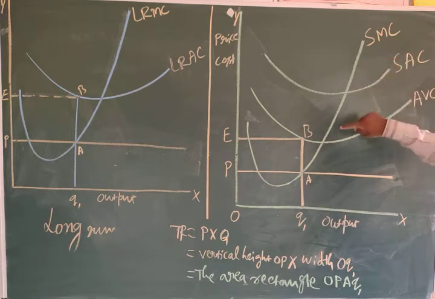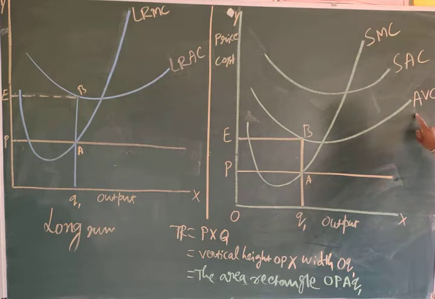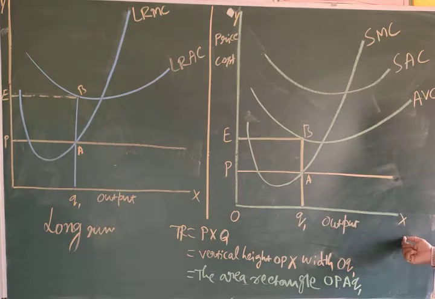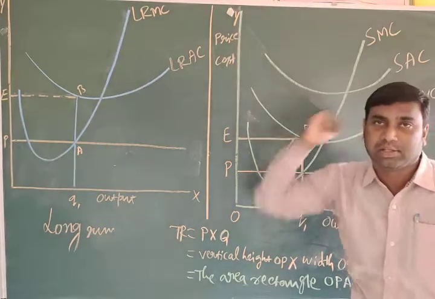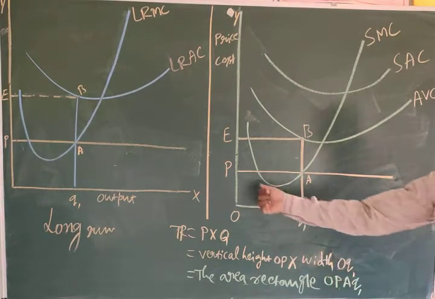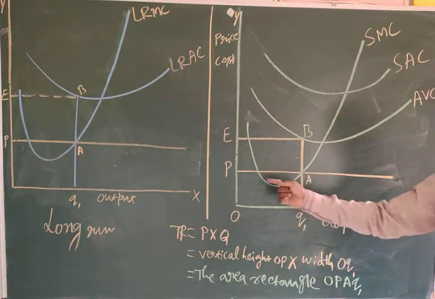So in this diagram you can observe this is the SMC, the short run marginal cost curve. This is the SAC, the short run average cost curve. This is the average variable cost curve. On the OX axis we measure the output, and on the OY axis we measure the price and cost. Here this is the price line.